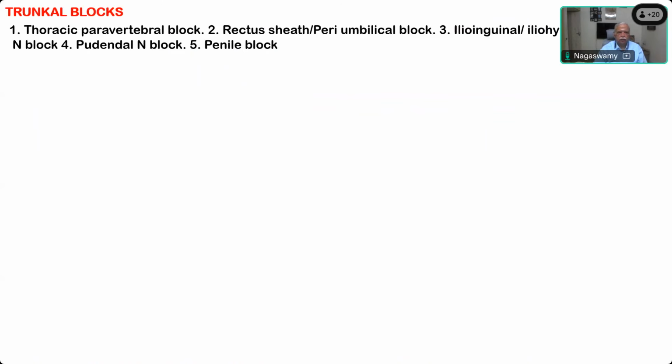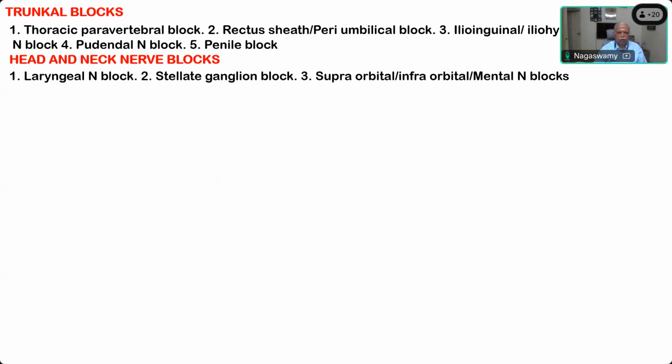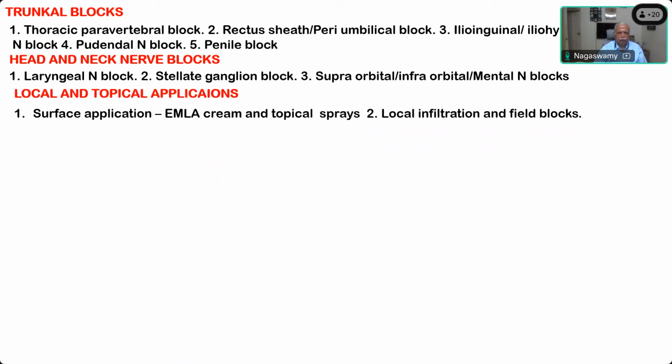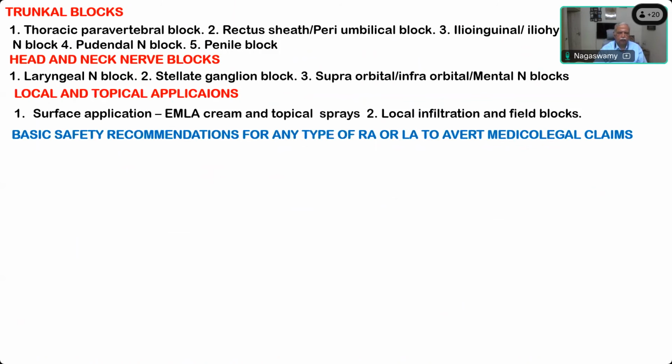Truncal blocks, today they perform thoracic paravertebral, rectus sheath, periumbilical block, ilioinguinal or iliohypogastric for hernia, pudendal nerve block, penile block for circumcision. All these are truncal blocks. Head and neck blocks: laryngeal nerve block, stellate ganglion block, supraorbital, mental, all these mostly for pain relief, not for a surgical procedure. And local anesthetic topical application: you can apply surface application of EMLA cream, and topical sprays are commonly used. And local infiltration and field block for surgical use.